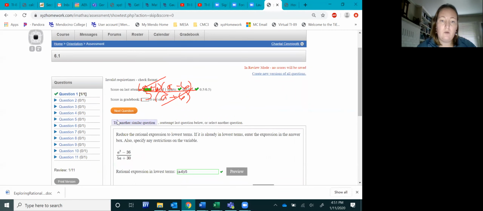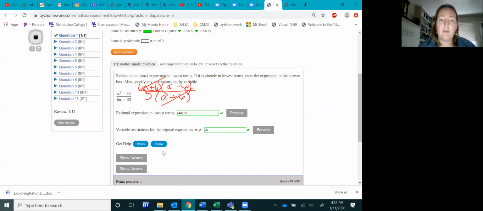And again, if you didn't get that question correct, you have 3 attempts at that, and then you can always hit try similar question and get a similar one and have 3 attempts at that and continue that process until you figure it out. And if you've tried it a couple times, please feel free to message, email me, message me through inbox in Canvas.